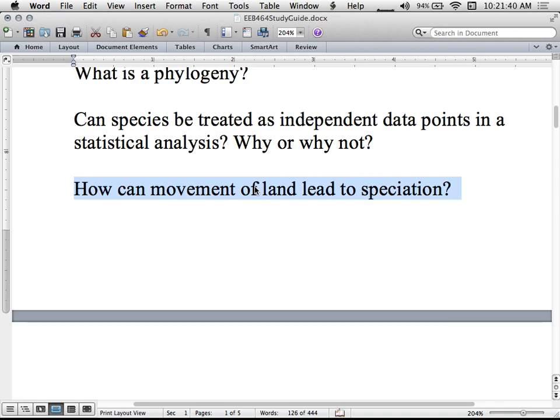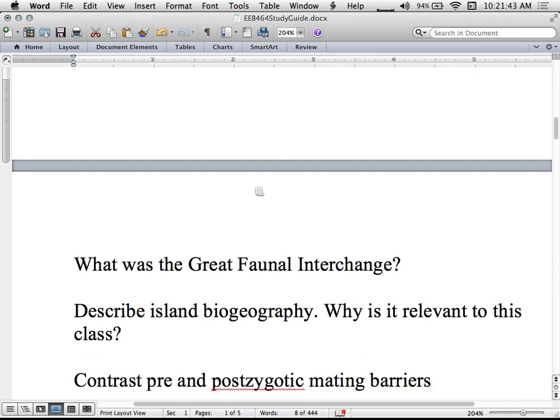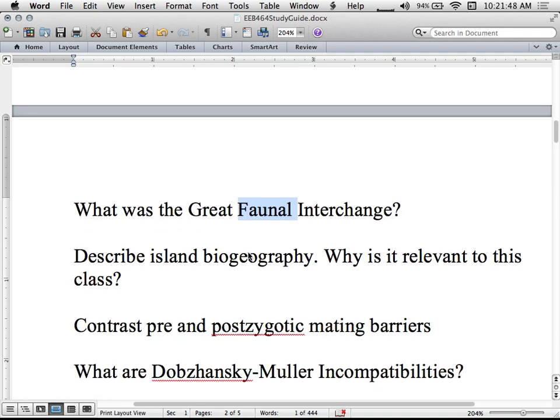This one makes sense. Okay. This one is just recall. Check Wikipedia.